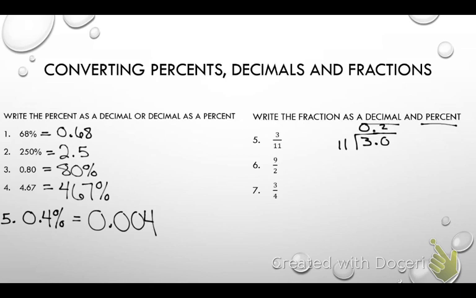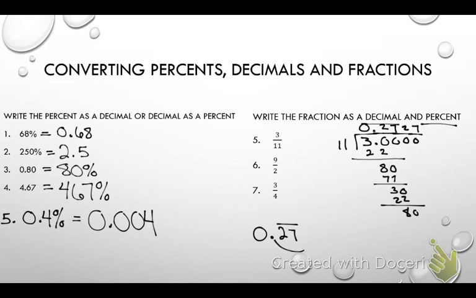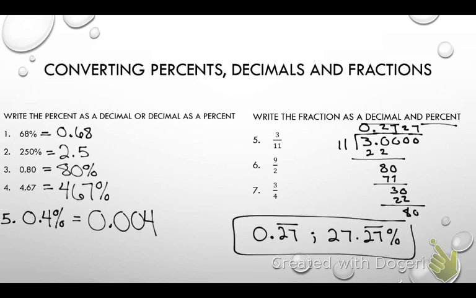So 11 goes into 30, 2 times, 22 with 8 left over. Bring down my 0, 7 with 3 left over. This looks kind of like a what? Repeating decimal, but we still go out 4 decimal places. So we can say it's 0.27 repeating, or when I move my decimal to the right 2 places, it's 27.27 repeating percent. All right, did you guys get that? Yes.